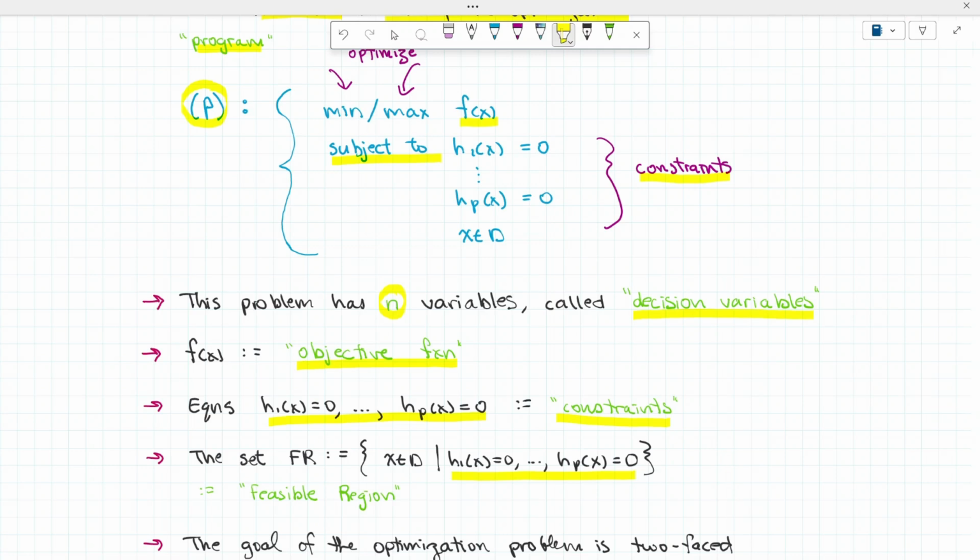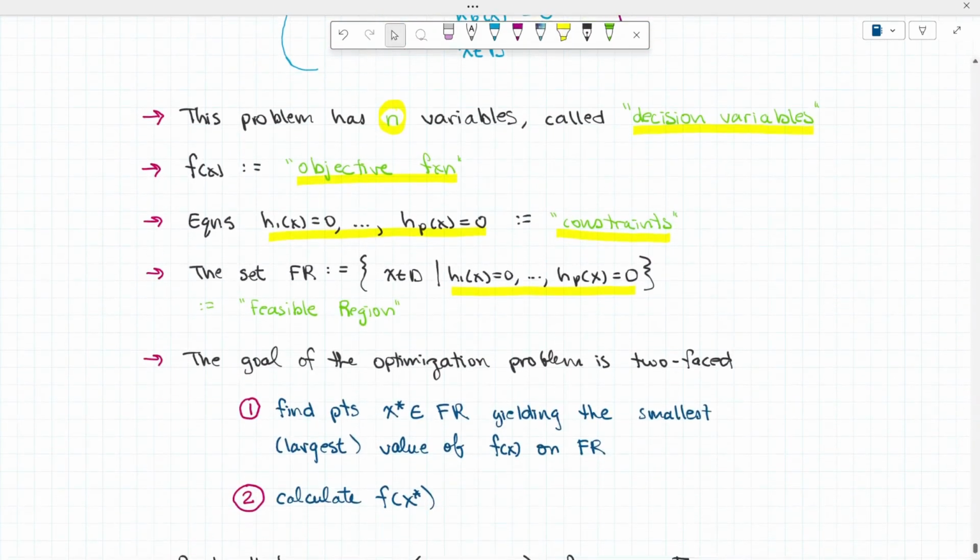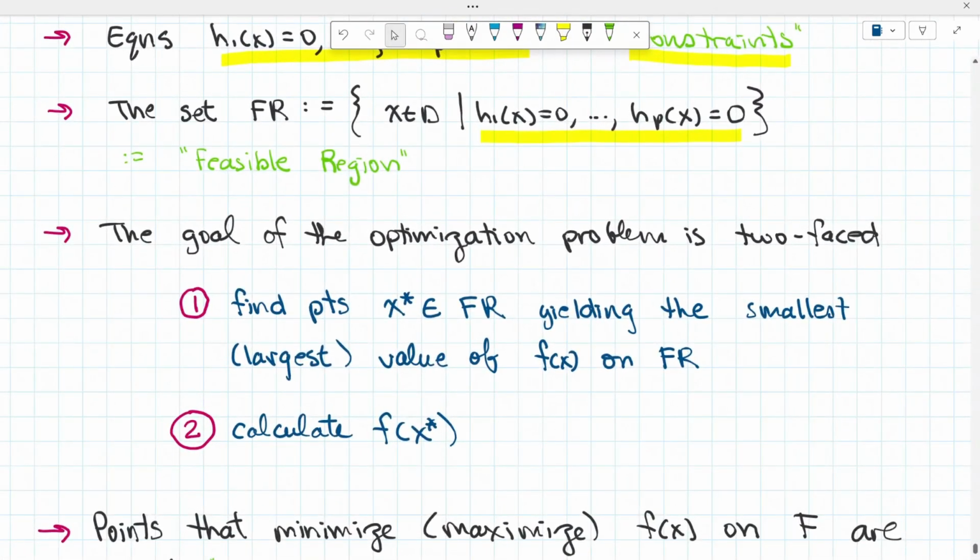So this feasible region, like I said, requires x to be in that region D that we specified at the beginning, and further it has to be subject to the constraints, which are the h functions that we've mentioned in our optimization program. So the goal of our optimization is two-fold. The first goal is to find these points, which I denote as x star, which are an element of our feasible region, and which yield either the smallest value, for a minimization problem, or the largest value, for a maximization problem, of f of x on our feasible region.